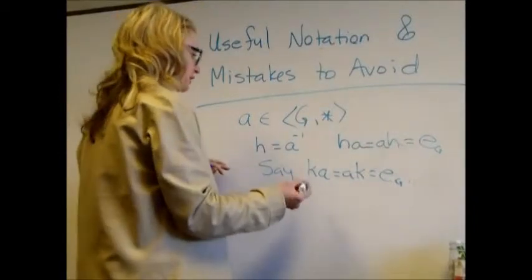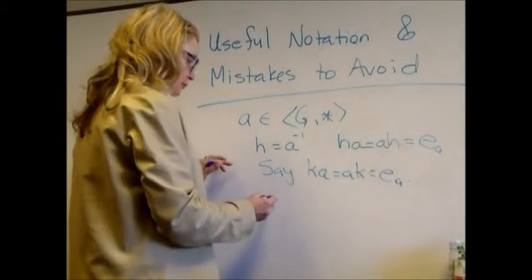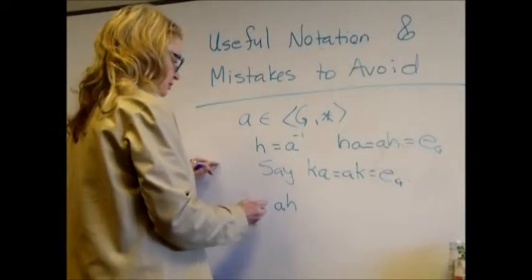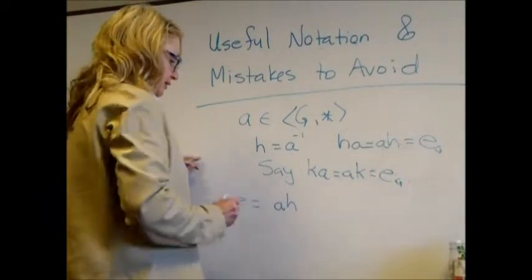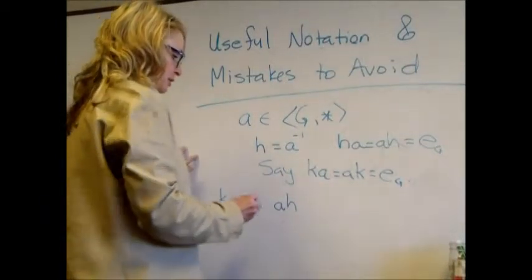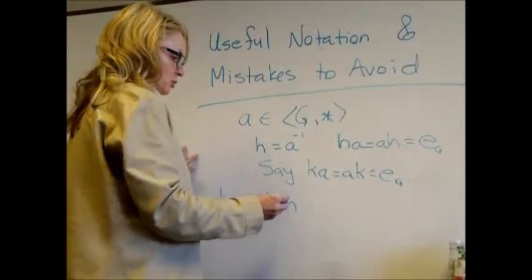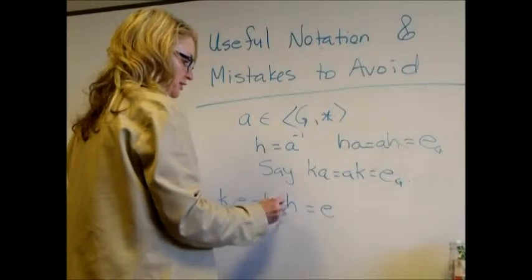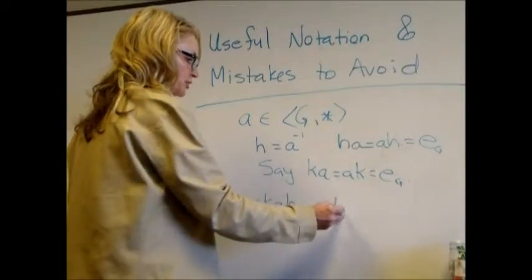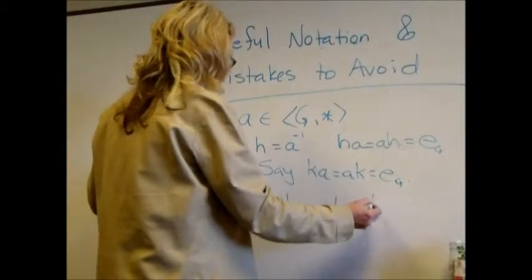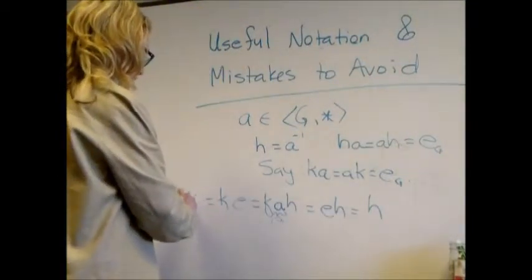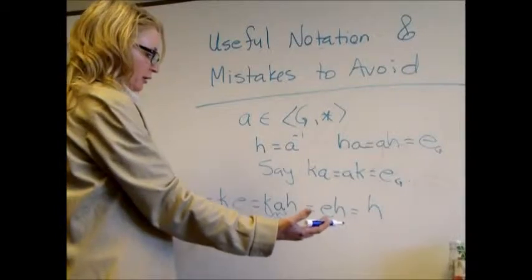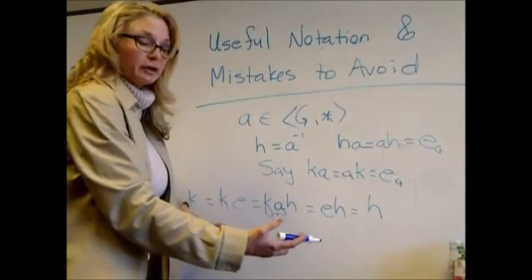So this will mean then that a times h, which is the identity in G, is the same as k times e, or k a h, which is the same thing then as the identity in G, because that's what k times a is, which is h, and e times h is just h. And of course, this is just k. So in this situation, on left multiplying by k, we get h.